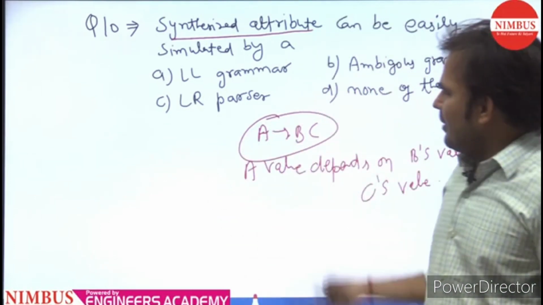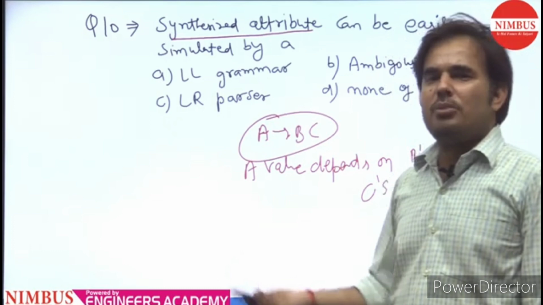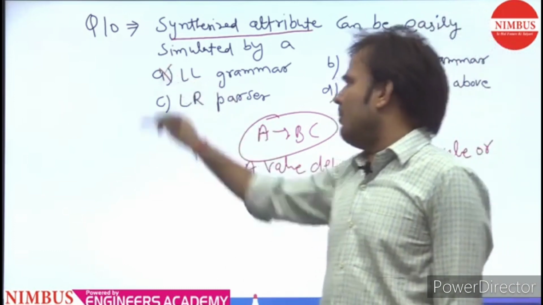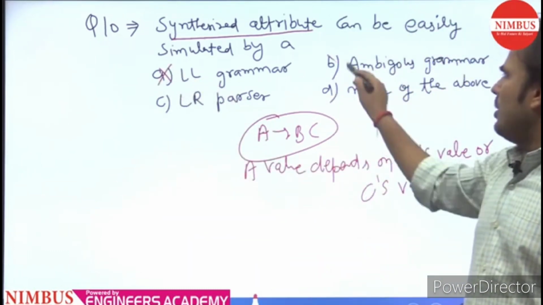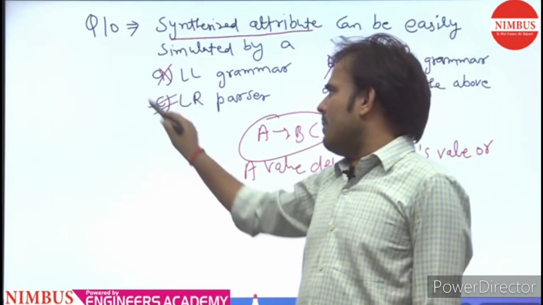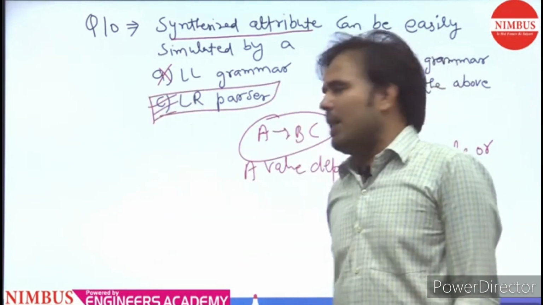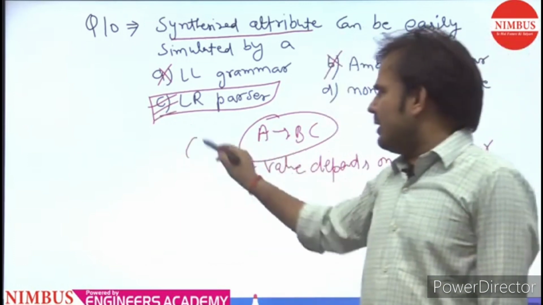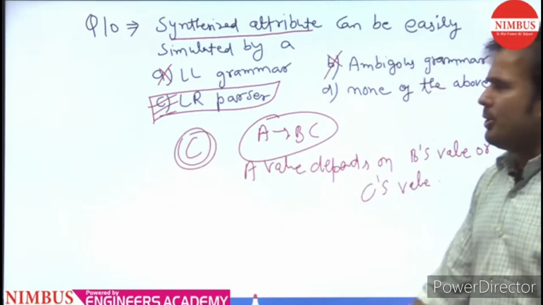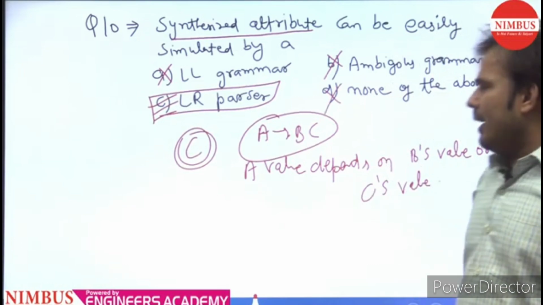So which thing here is bottom up? LL grammar no, ambiguous grammar no, LR parser yes. LR parser is a bottom up parser. So that's why option C is correct here. Option D is again wrong.